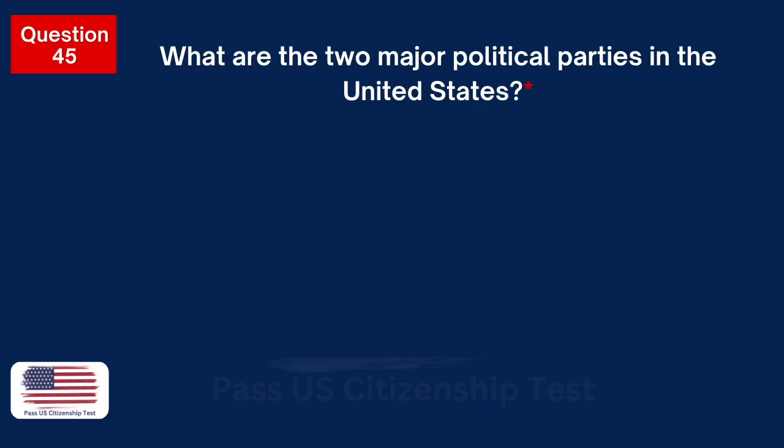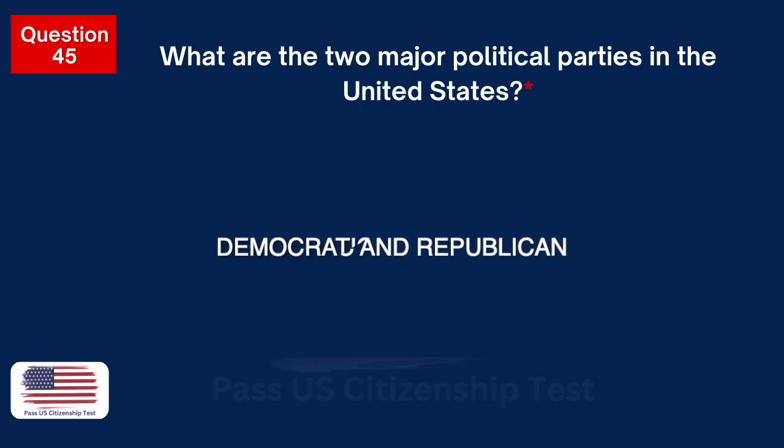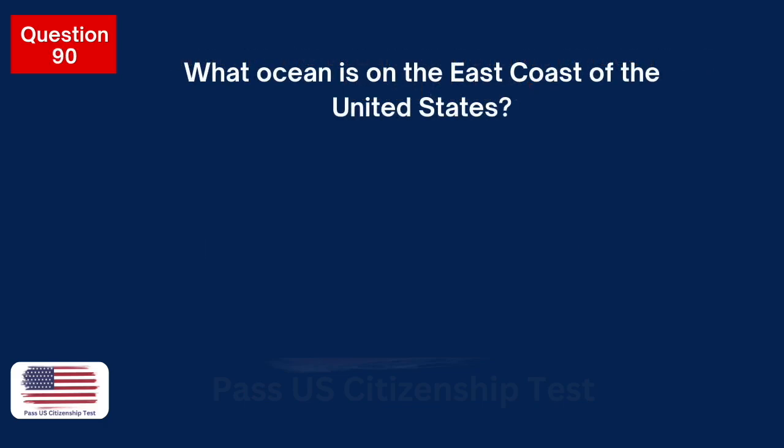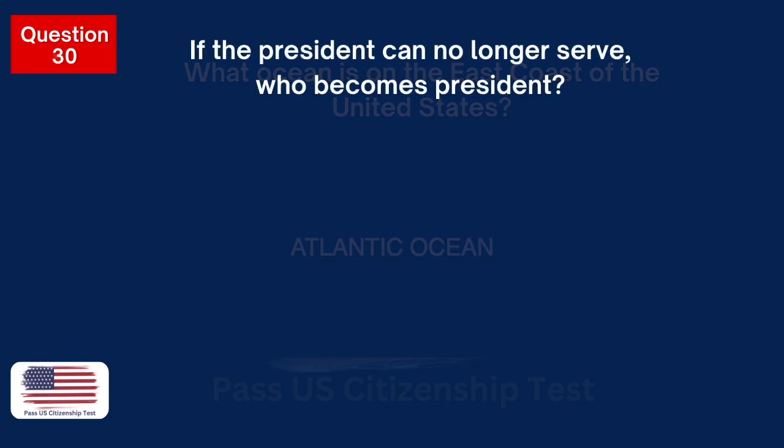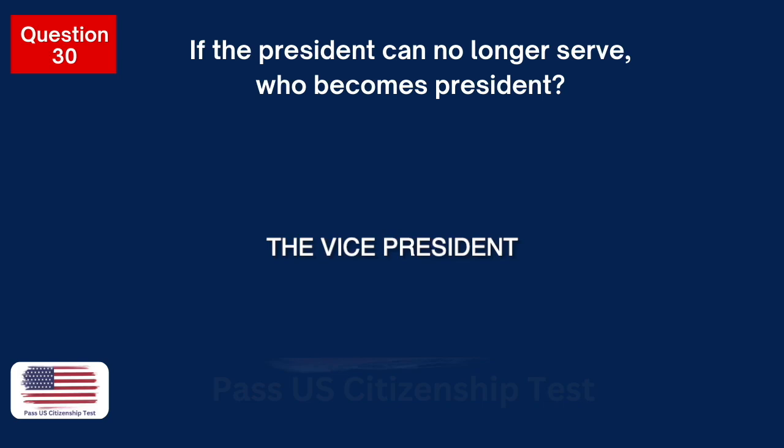What are the 2 major political parties in the United States? Democratic and Republican. What ocean is on the east coast of the United States? Atlantic Ocean. If the president can no longer serve, who becomes president? The vice president.